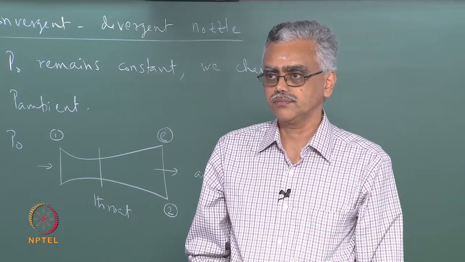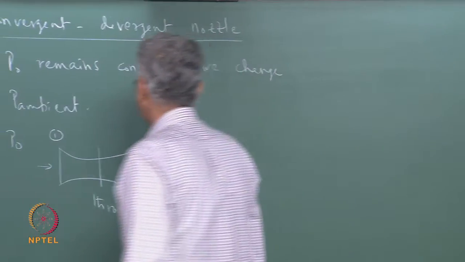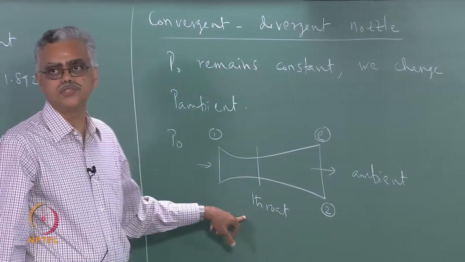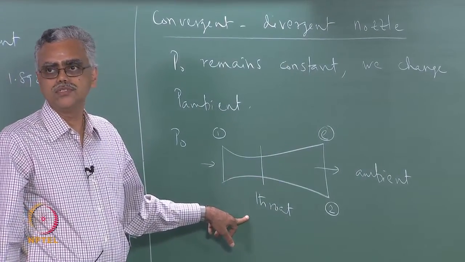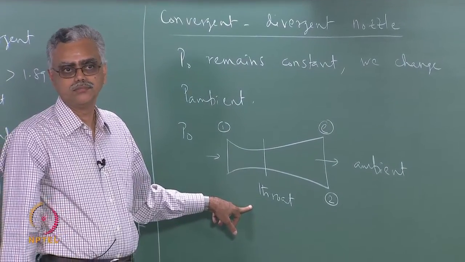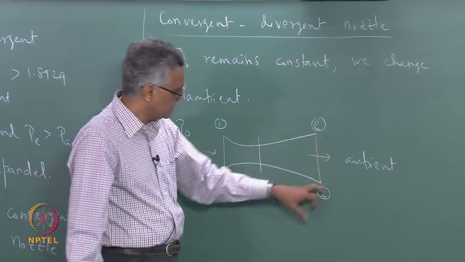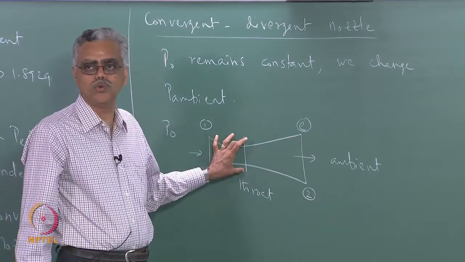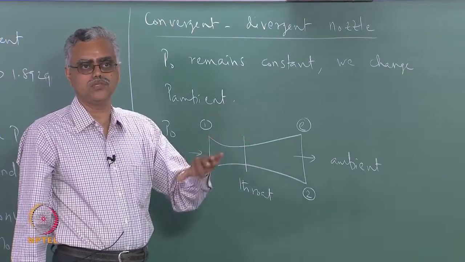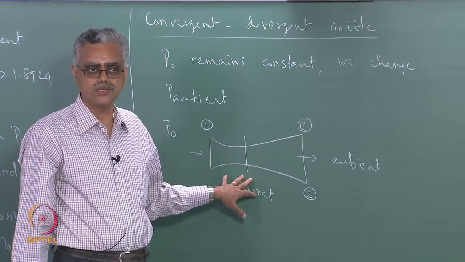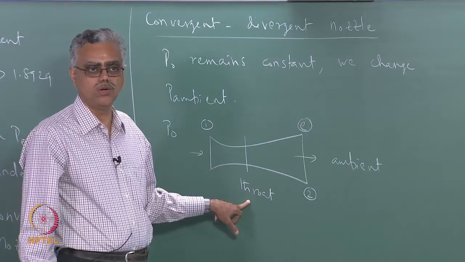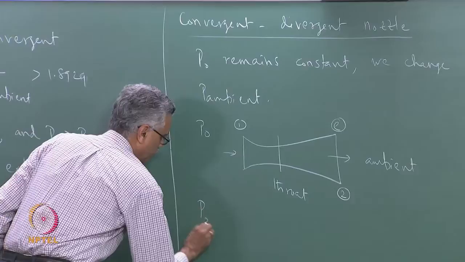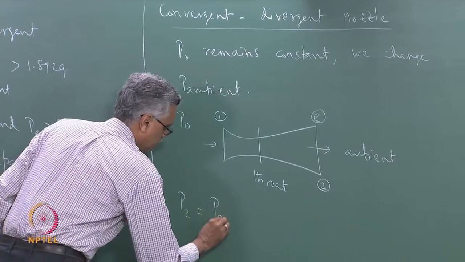And if you remember, we said that for a given value of A divided by A star, notice that once M reaches 1 at the throat, A throat is equal to A star. So, we said that corresponding to a given value of A divided by A star, there are two possible solutions, one the subsonic, the other one the supersonic solution. This is fully isentropic with the throat Mach number equal to 1. So, that means that for this particular condition, P2 is the same as P ambient.